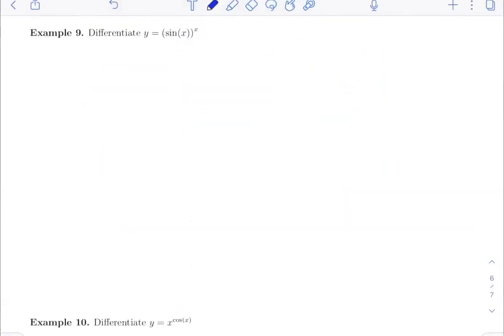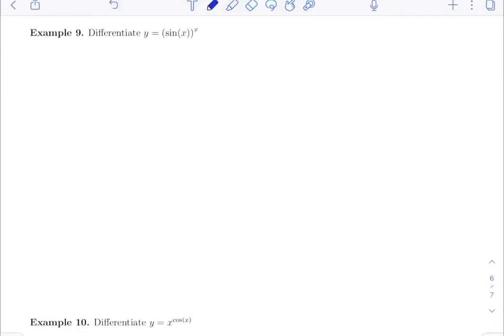Next example, here I have a function y equals sine of x to the power x. At this point, hopefully you have some idea of how to approach this type of problem. Again, look at the functions and ask yourself about power function and exponential function. Is this really a power function? Is this really an exponential function? So look at this function.